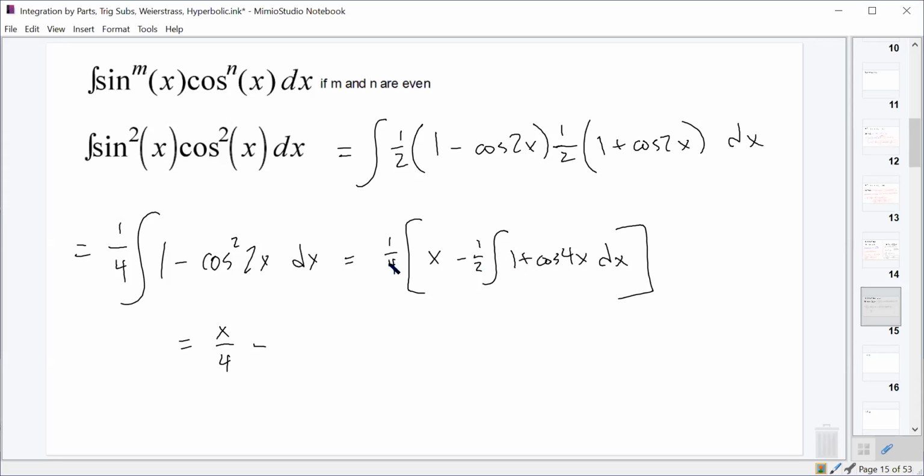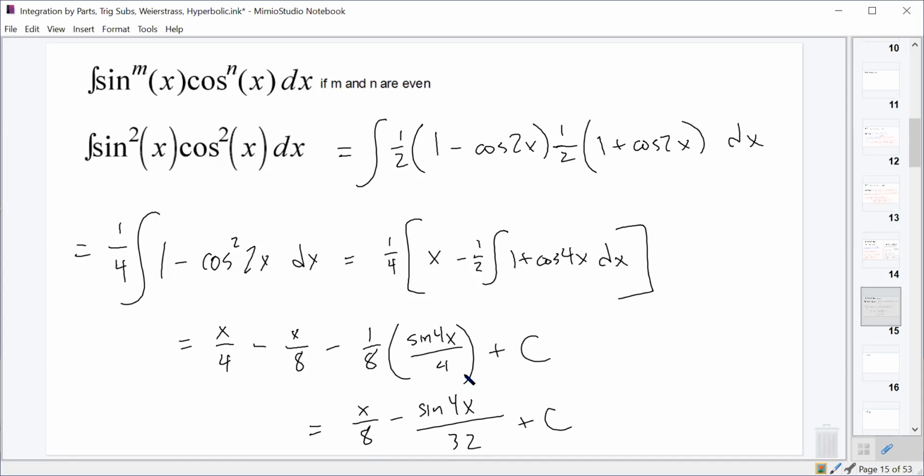the 1 is x, and I got a 1/4 times a negative 1/2 times the x. So that's going to be minus x over 8. And then we're going to have minus 1/8 of the integral of cosine 4x, and the integral of cosine 4x ought to be sine 4x over 4 plus our constant. And so what do we end up with? We just get x over 4 minus x over 8, which is x over 8, minus sine 4x over 32 plus our constant. Easy enough?